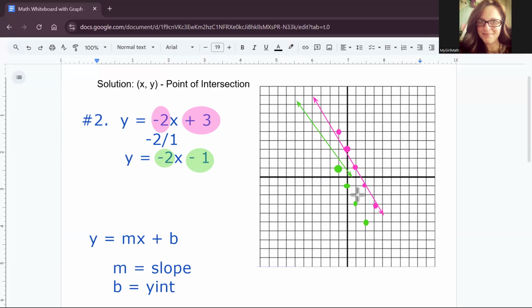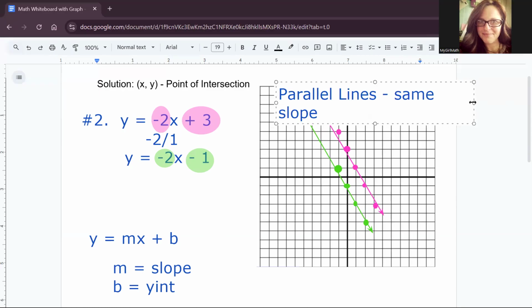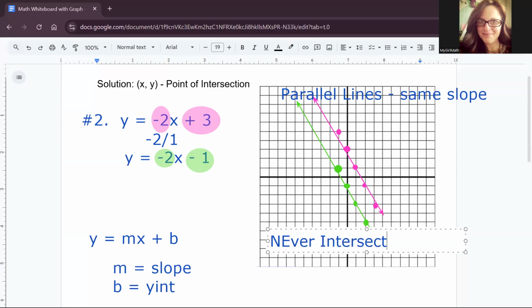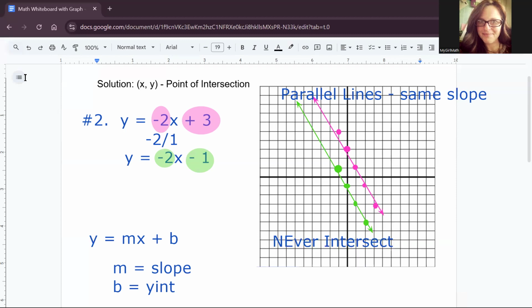And what do you notice? These lines are parallel. They have the same slope. Parallel lines never intersect. So there is no solution to this system of equations. There is no point of intersection. No solution.